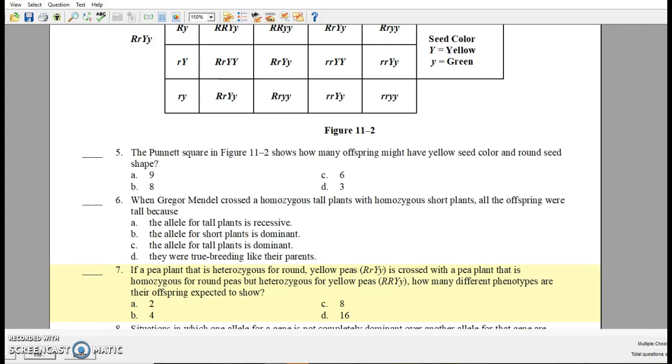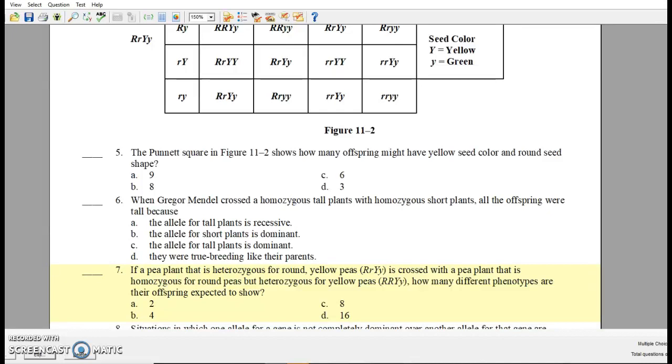Number 7, if a pea plant is heterozygous for round yellow peas and is crossed with a pea plant that is homozygous for round peas but heterozygous for yellow peas, how many different phenotypes are their offspring expected to show? So this one you may have to work on a scratch sheet of paper to try to figure it out.